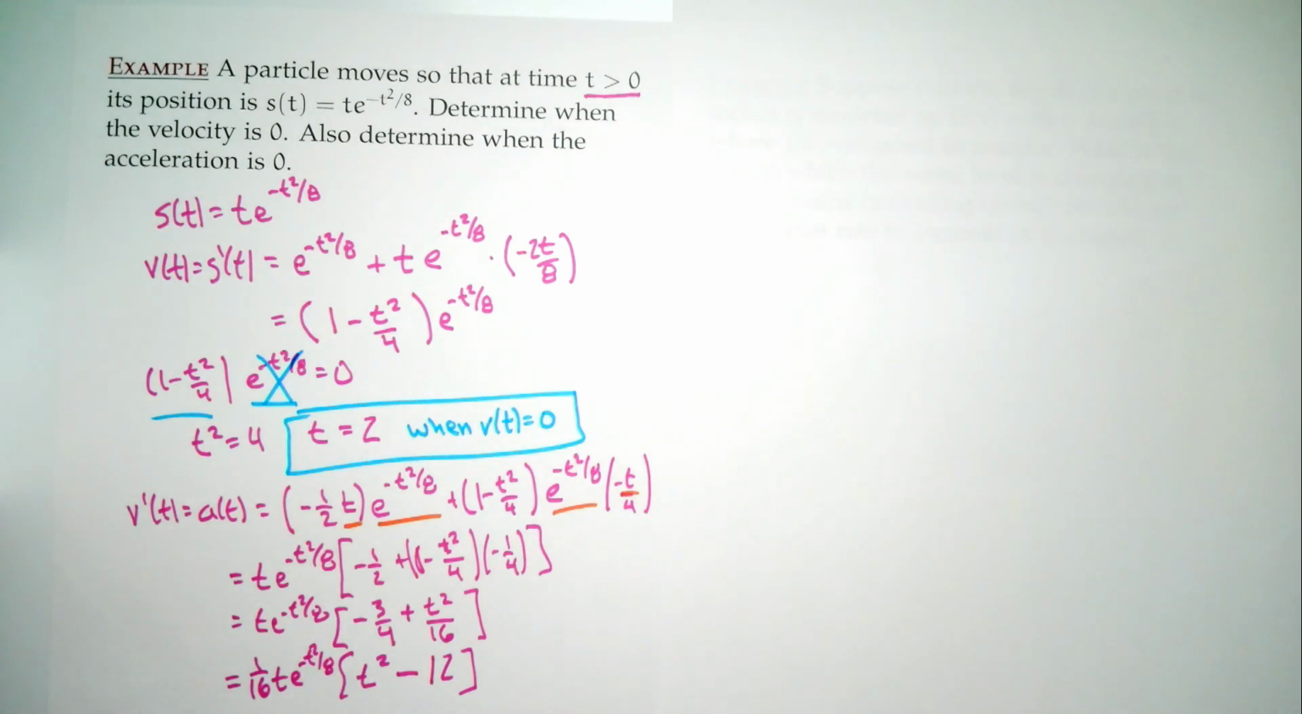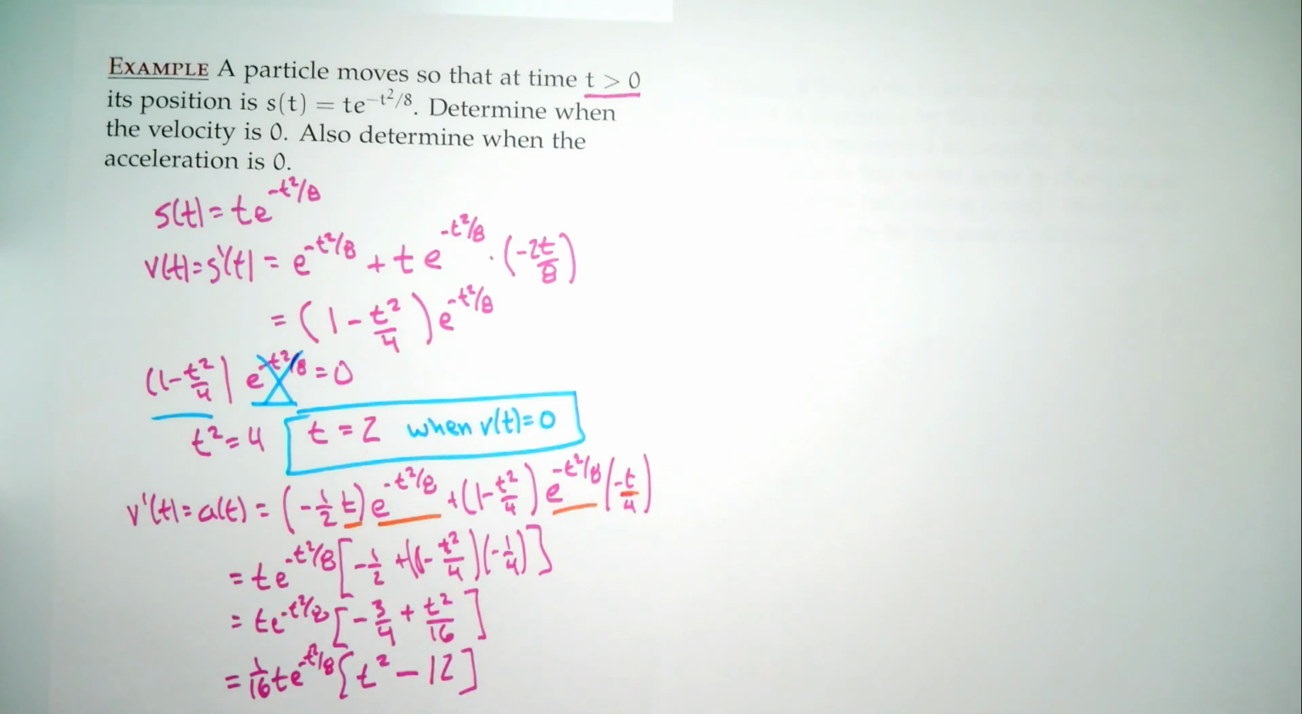So, similar question we can ask. If we want the acceleration to be 0, well, t could be 0. No, t has to be positive. E to the minus t squared over 8, well, that can never be 0. I should have pointed to the 1/16. Can 1/16 be 0? No, it's too busy being 1/16. It doesn't have time to be 0.